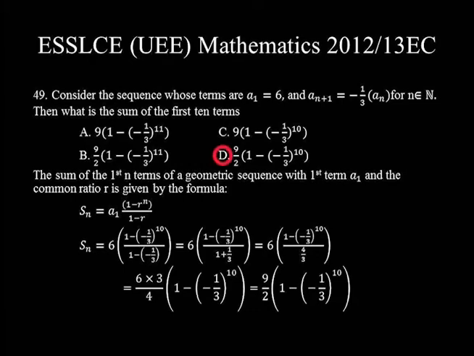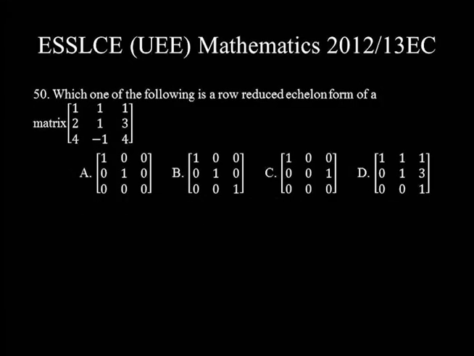Thus choice D is the correct answer. Question number 50. Which one of the following is a row reduced echelon form of a matrix, that is a 3 by 3 matrix, with elements of first row 1 1 1, elements of second row 2 1 3, and elements of third row 4 negative 1 4.